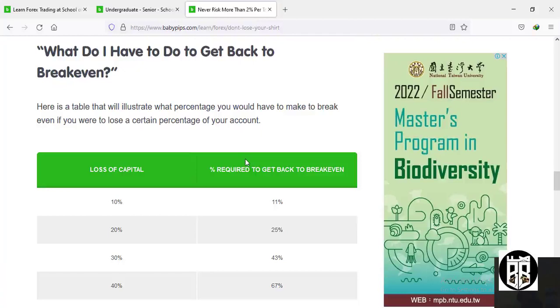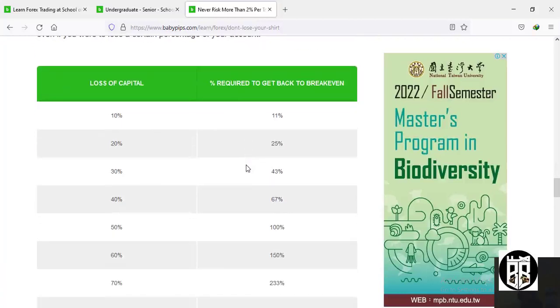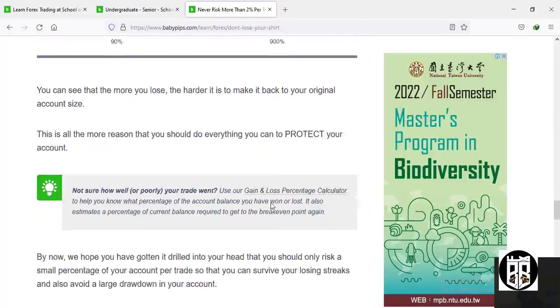Now, what do I need to do to get my money back, or to get back to break even? Look at this chart here. Capital that you have lost. What is required to get it back? It's 11%. If you lose 10%, you need 11% to get it back. If you lose 20%, you need 25% to get back the 20%. And as you can see, it is really, really difficult to get back.